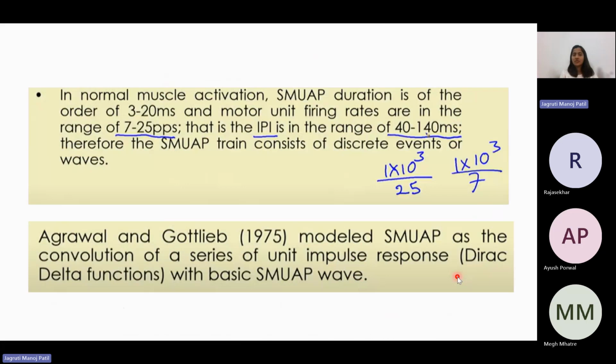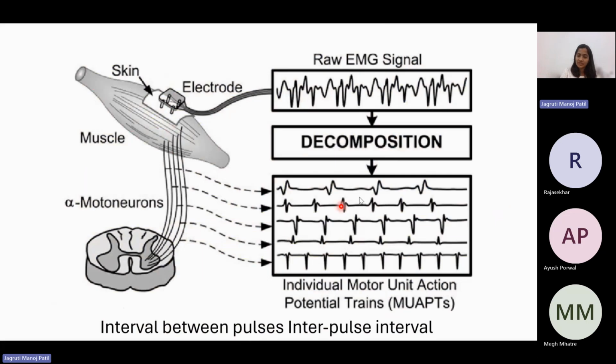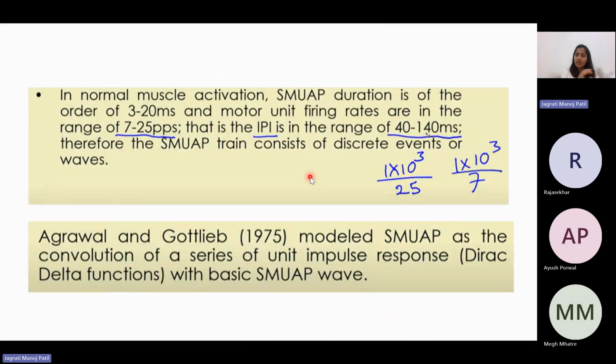Some terminologies to remember: in a normal muscle activation, the single motor unit action potential duration is around 3 to 20 milliseconds. If it's motor units firing, it's 7 to 25 pulses per second. For the interpulse intervals, it would be around 40 to 140 milliseconds. This entire thing is nothing but discrete intervals or the wavelets that you see. You can measure how many waves there are within a particular window. For this particular range, per second it is 10 raised to 3, because initially it was milliseconds, divided by 25, and similarly by 7. From here you can also get an estimation of how many seconds it is playing a role.